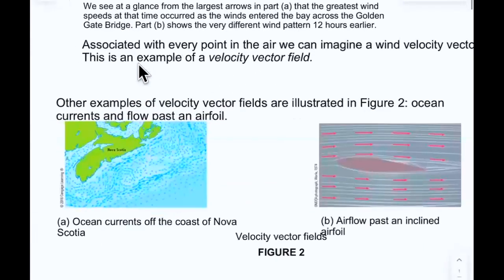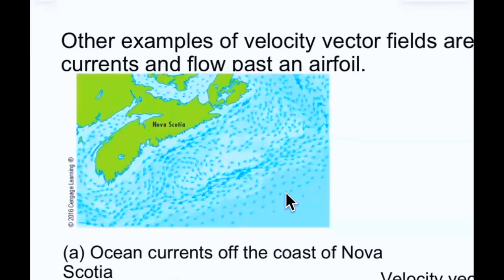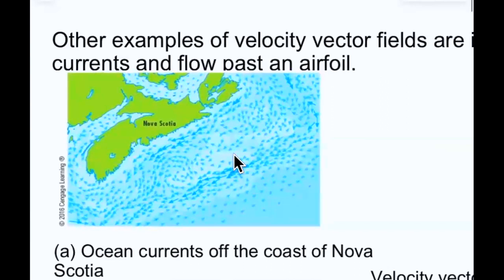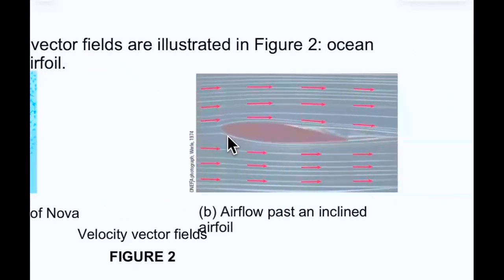Now here are more examples of velocity vector field. This one here is the ocean current. You see those arrows right here indicate the ocean current. So it's an example of a velocity vector field. This one here is more familiar. It's the airflow past an inclined airfoil. So this is the cross section of the airplane wing, right? The airflow is past this. And you see the arrows here indicate the direction, and the magnitude indicates the speed.